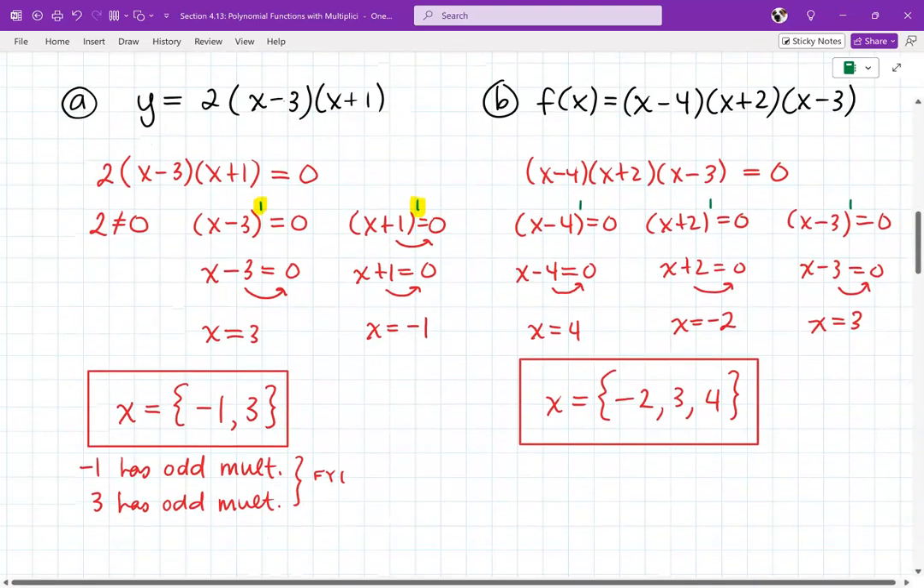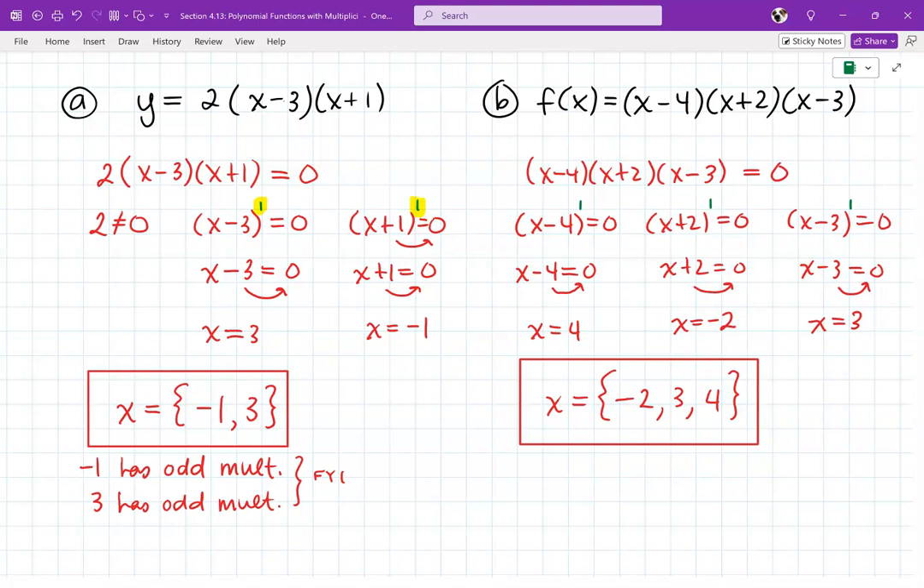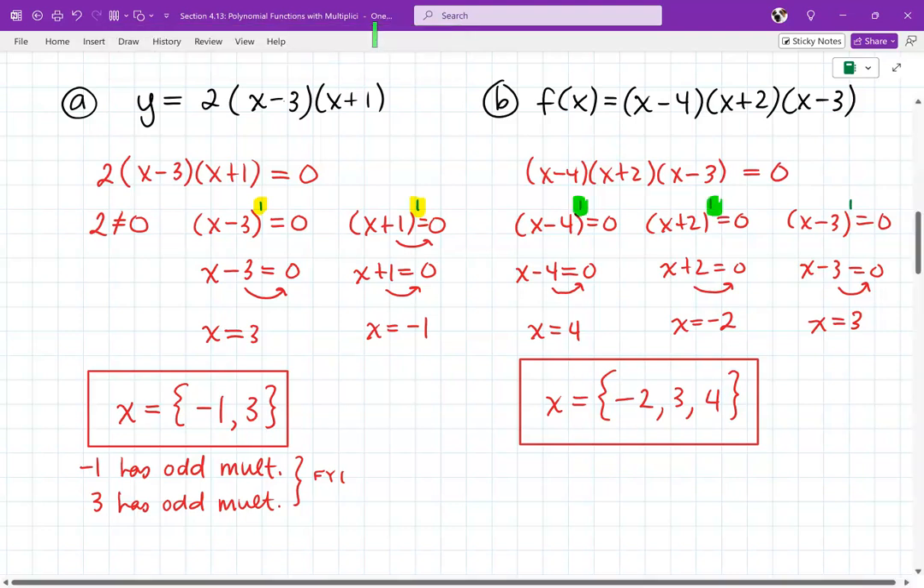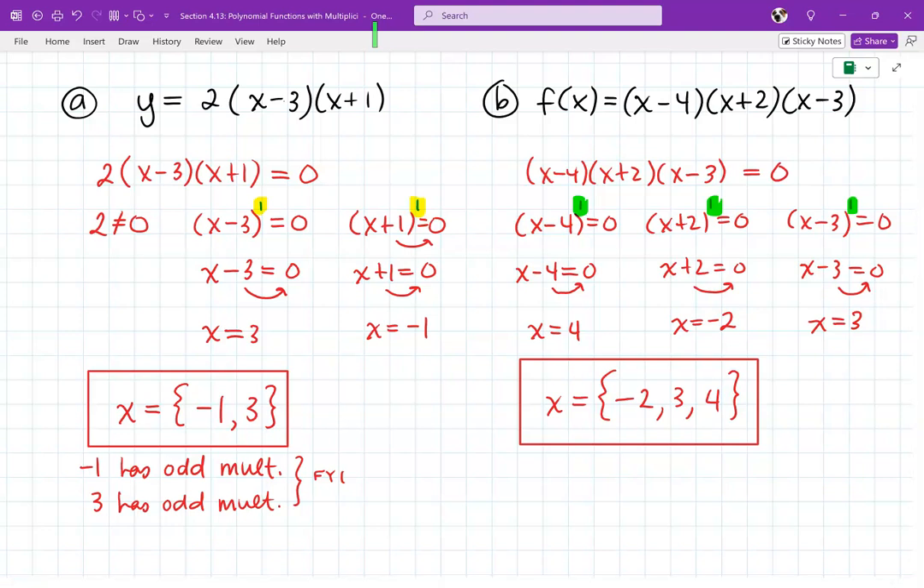So they said find the zeros. In other words, find the answers. There you go. I did. Now, if they were to ask me, are these even or odd multiplicity answers? Well, they all had a power of 1, right? A 1, a 1, a 1 to begin with. So that's odd. It's an odd power.